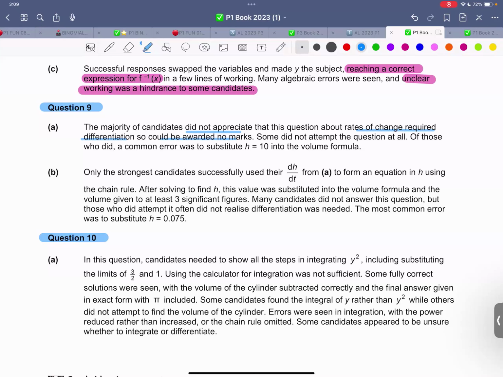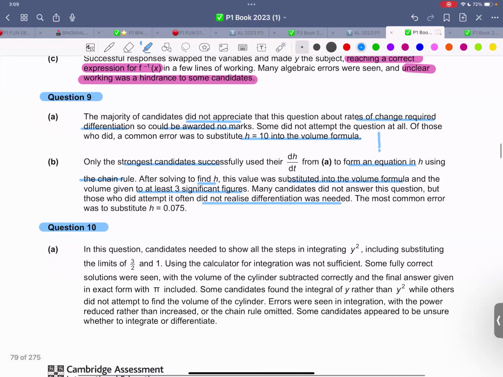Of those who did, a common error was to substitute H into the volume formula. Only the strongest successfully used dH by dt to form an equation in H using the chain rule: dV by dt, dV by dH, dH by dt, that's the chain rule. After solving to find H, the value was substituted into the volume formula and the volume given to at least 3 significant figures. Many candidates did not answer this question, but those who did often did not realize differentiation was needed. The most common error was to substitute this.